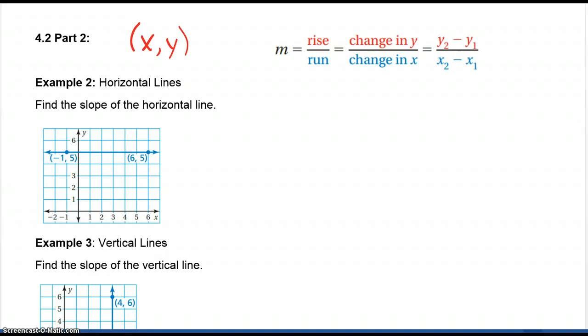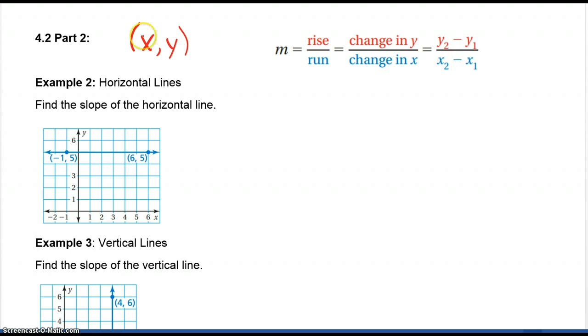All right, here we are, slope, section 4.2, part 2. You should have watched the Slope Dude video, and you should be familiar with what is going on with that. Based on that, you should be able to just look at this line and tell me what the slope is. However, you're not always given a graph, so we need to think about another way that we may do this.